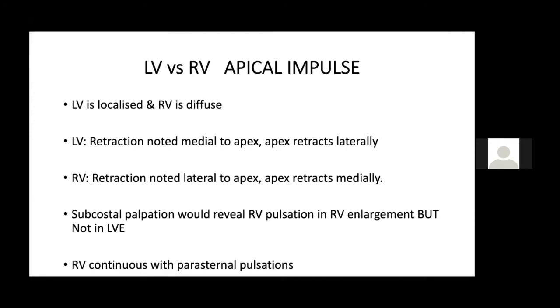Now, the third important point which differentiates the LV and the RV is continuity with the parasternal heave. Suppose you have a case where you get a parasternal heave, like parasternal heave type 1, type 2, or type 3. You see whether the parasternal heave and the RV apex are continuous with each other. It means there should be no area of silence in between the apex and the heave. So if they are continuous with each other, it is an RV type of impulse. If the apex and the parasternal heave are not continuous with each other, it is an LV type of impulse. These three are the basic rules for how you differentiate the LV and the RV apex.